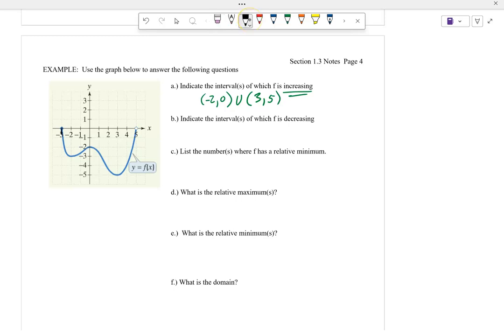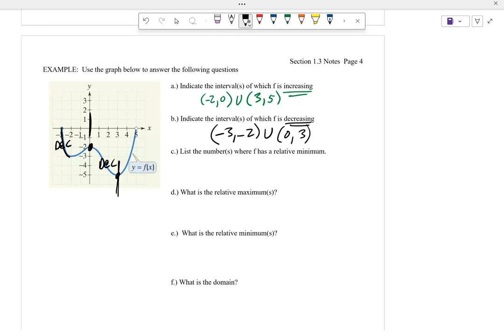All right, let's do where are we decreasing now. So where am I going down and to the right? Hopefully you can see from an x value of -3 to an x value of -2, I'm decreasing. And I'm also decreasing over here. That would be an x value of 0 until an x value of 3. So from -3 to -2, and then 0 to 3.